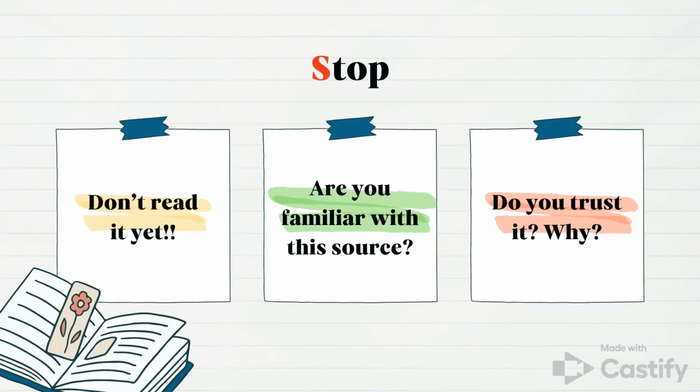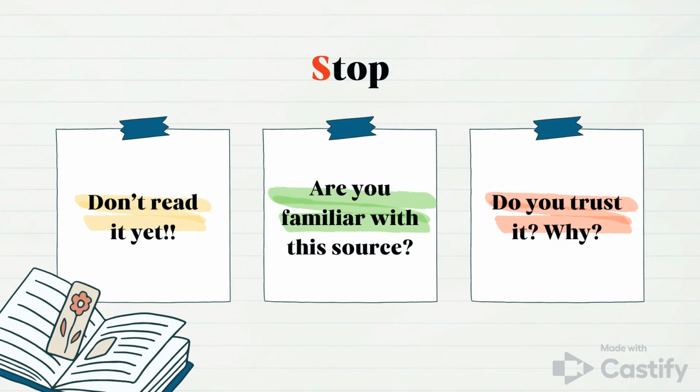Now, the first step in research is to quite literally stop. Don't read anything just yet. You need to take a look at the source you're using first. Are you familiar with this source? Is it one that you have used before? Do you trust it? Why do you trust it? Oftentimes, this is why your teachers will ask you to use library databases that your school might own. They are familiar with these sources, and they know that these sources contain reliable information. Therefore, they trust it.